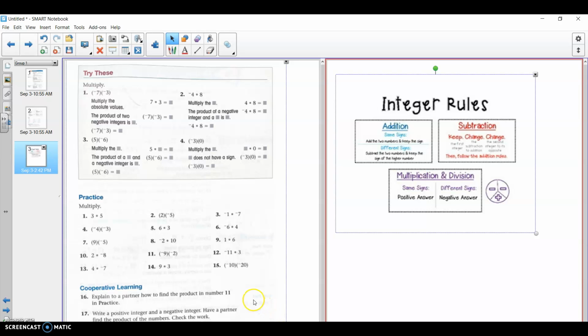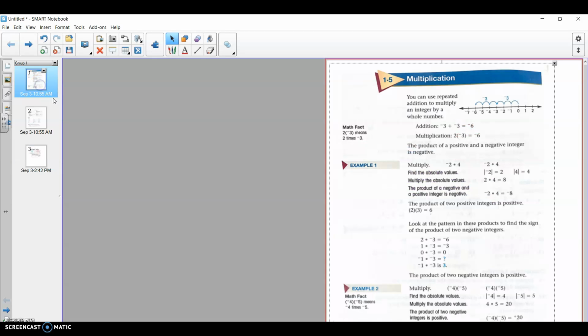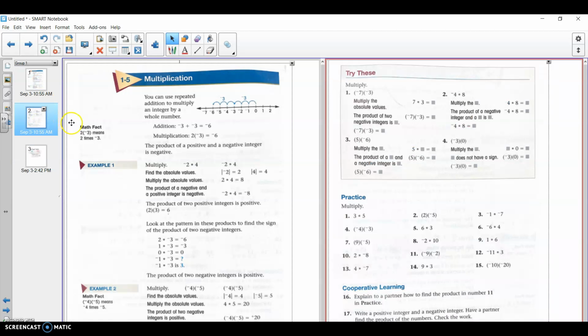Okay, this lesson will be on the multiplication of integers, which is pages 12 and 13 in your textbook, although I have them right here in front of you. This is page 12, and the right side will be page 13. I'm going to go through the left side first, give you the instructions, and then we'll show you some work. The other tool that you'll need on this will be in your interactive notebook as well.